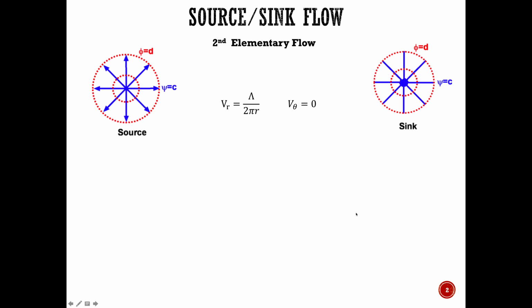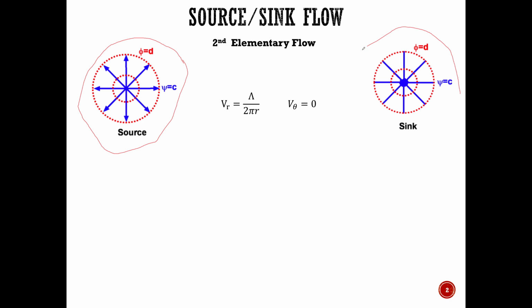The second elementary flow is what is called the source and sink flow. As you can see, it's very easy to represent those flows in terms of radial coordinates. Before we look at the equation, look at the flow itself and what kind of flow we're trying to simulate.